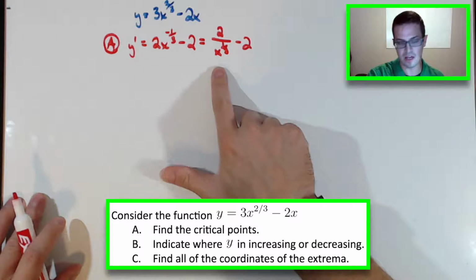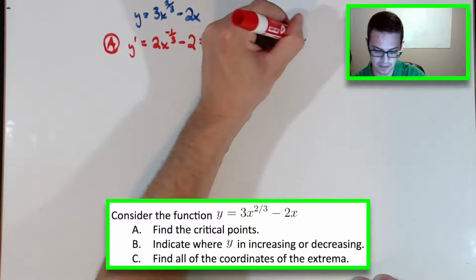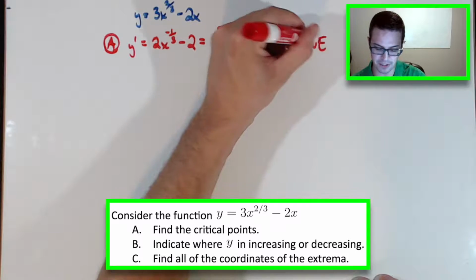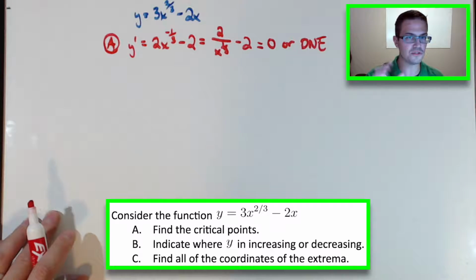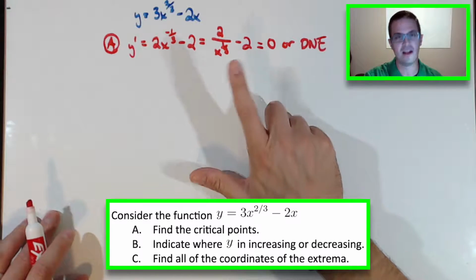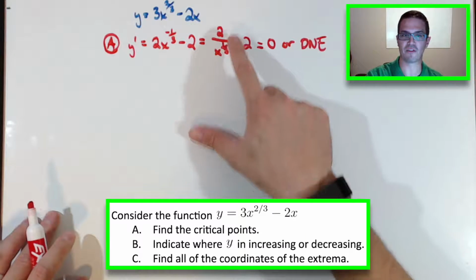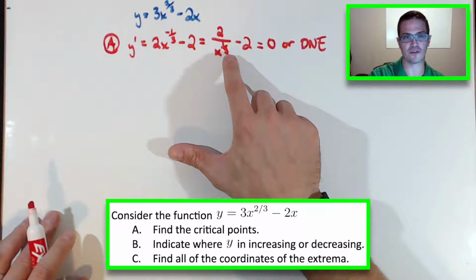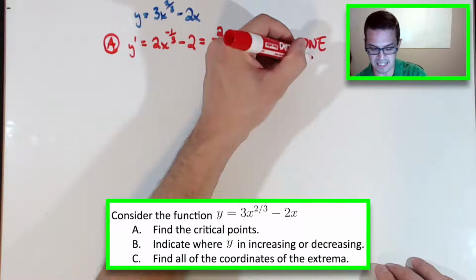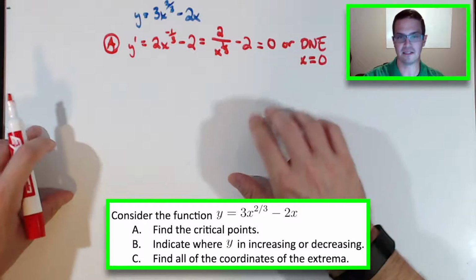Okay, now the first step says find the critical points. To do this, I'm going to need to set this derivative equal to 0 or does not exist, because that's our definition of critical points. You take the derivative, set it equal to 0 or does not exist, and solve for x. It's easier to solve for does not exist first, because you just can't divide by 0. The only time we're dividing by a variable is here: 2 divided by x to the 1/3. So it does not exist when x equals 0, because then you'd be dividing by 0, and that is not possible.